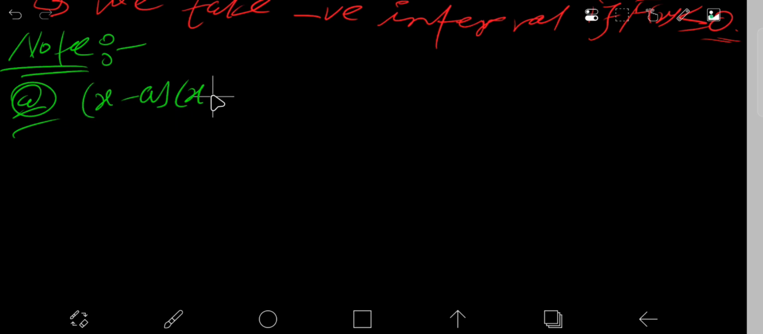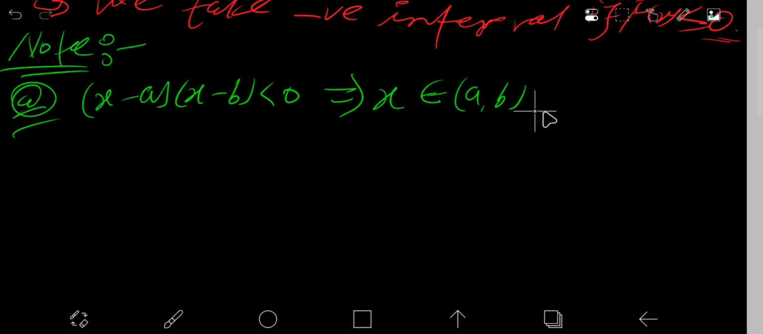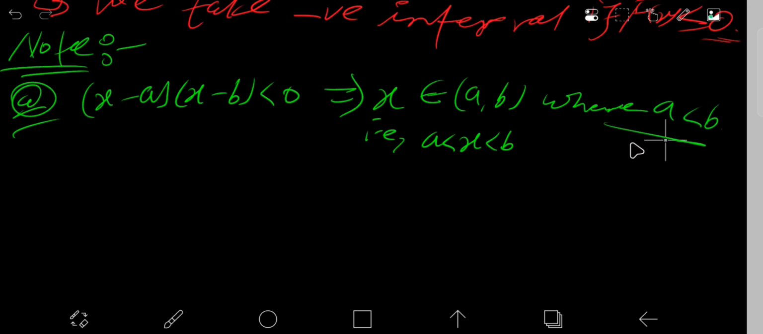If the given expression is (x minus a)(x minus b) less than or equal to 0, then we write the solution directly as x belongs to the interval from a to b. Here a is less than b; if b is less, then we take b first and then a. And the second note point.